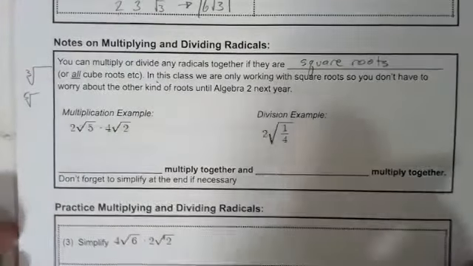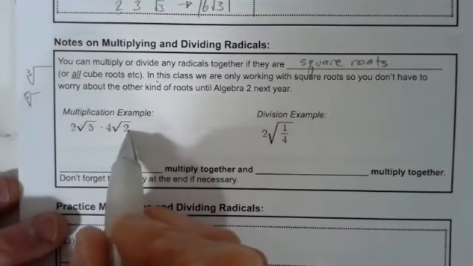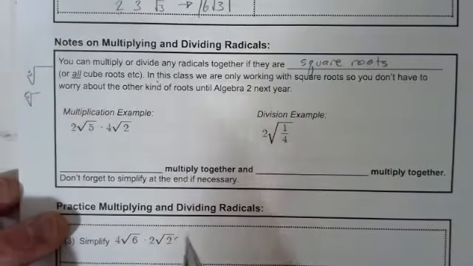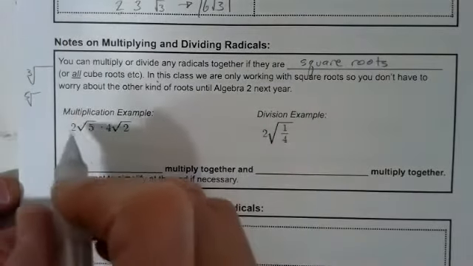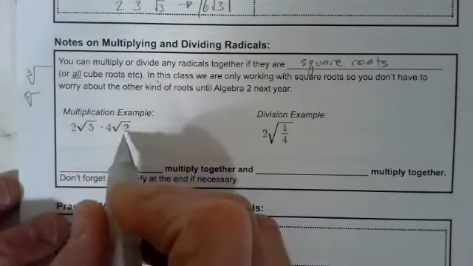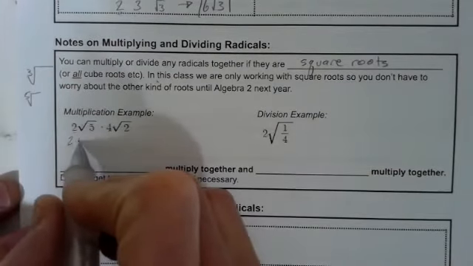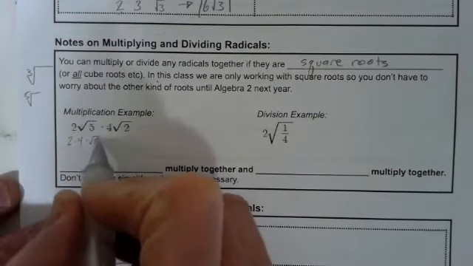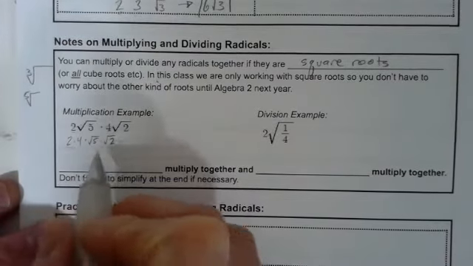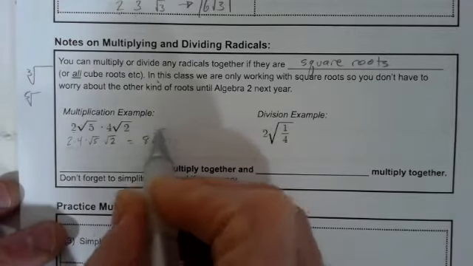Okay. Now, 2 root 5 times 4 root 2. This is exactly what I was talking about on the last page when I mentioned 2 root 5 and 4 root 2, the outsides and the insides. So what we can do is we can say 2 times 4 times root 5 times root 2. Now we multiply the outsides and the insides. So that's going to give us 8 root 10. And we're done.